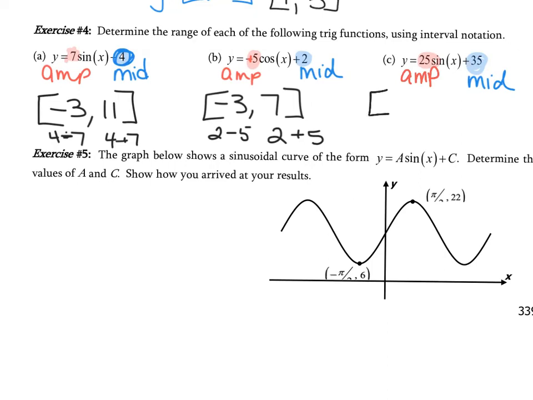So to find my range, I'm going to take my midline of 35 and subtract 25, my amplitude, and that gives me 10. So your minimum is 10, so you're going to be moving your Y max up a lot in your calculator. Then I'm going to take my midline 35 again and add 25 to that, and that gives me 60.